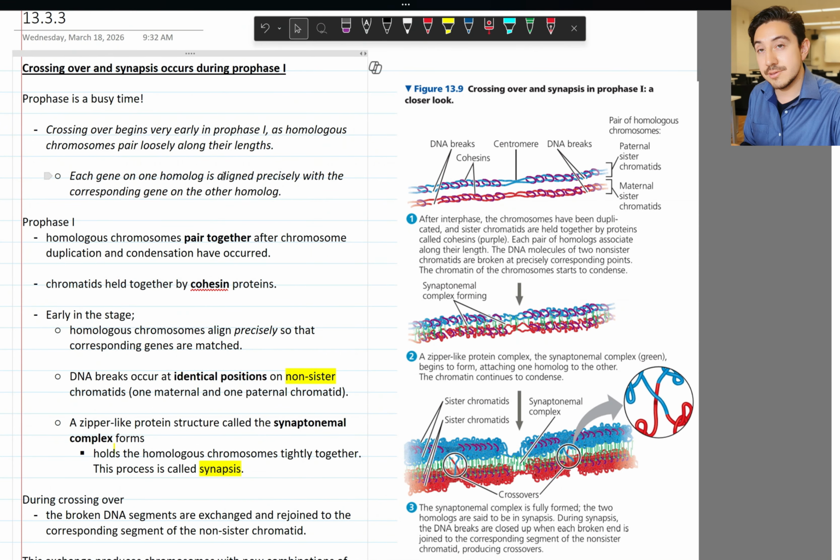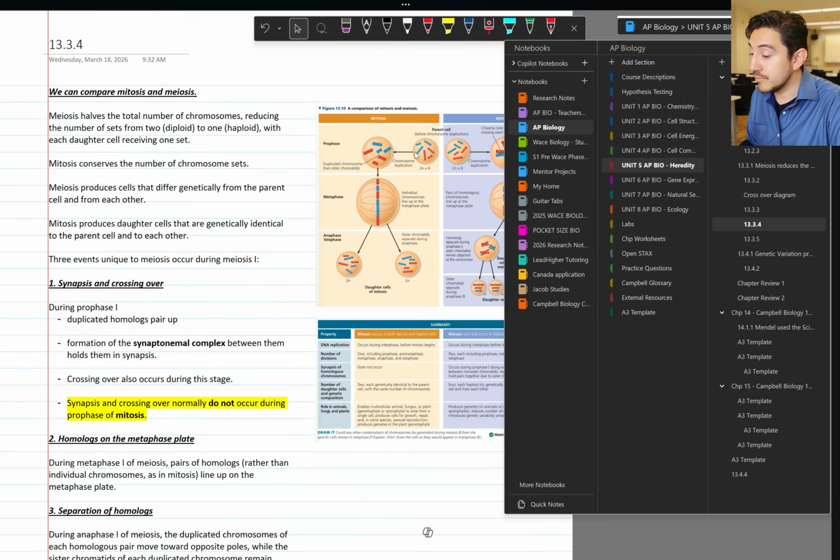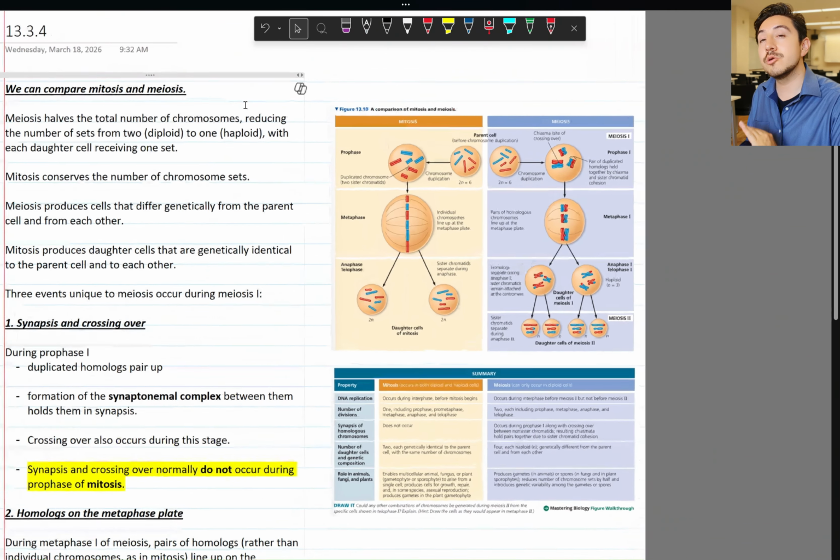And ultimately, what you would get is a recombination. So now you have the paternal chromatids having a piece of the maternal DNA and vice versa. These locations in which this event occurred are called the chiasmata, or chiasma for singular. All of that is happening in prophase I. Okay. And that's pretty much it in terms of the meiotic processes.